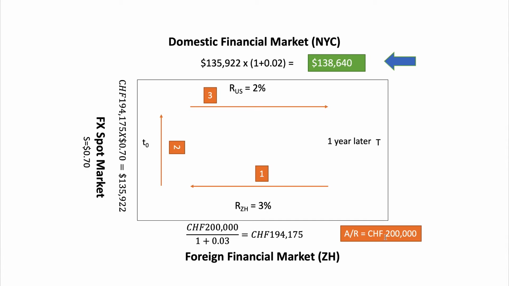200,000 Swiss francs. The present value today is 194,175 CHF. You convert it back to US dollars at the current rate of 0.70. You get US$135,922 here. And put it in the money market, the United States domestic market, at 2%. You get 138. Now this is what you will get.